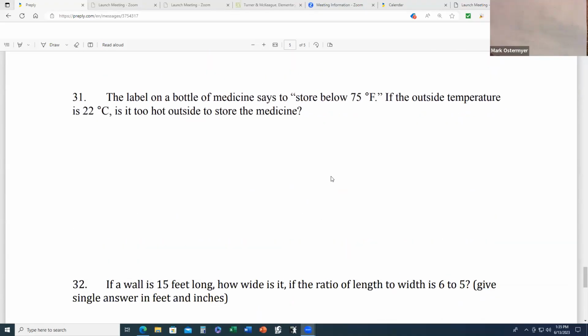Number 31. The label on a bottle of medicine says to store it below 75 degrees Fahrenheit. The outside temperature is 22 degrees Celsius. Is it too hot outside to store the medicine? Well, we have to convert Celsius to what? Fahrenheit, don't we? Do you know the formula?